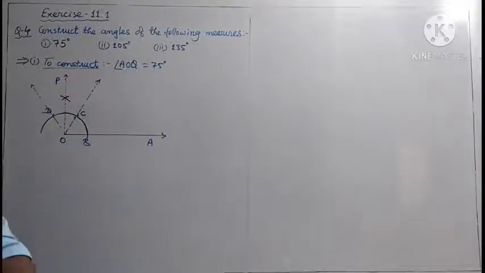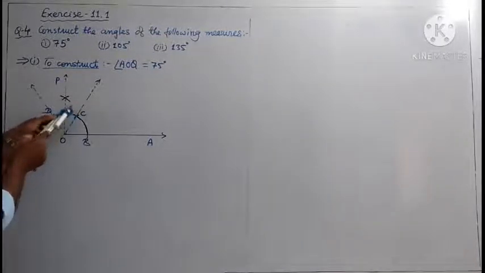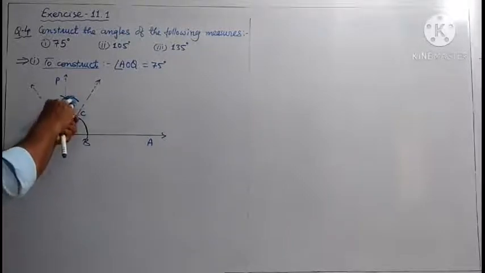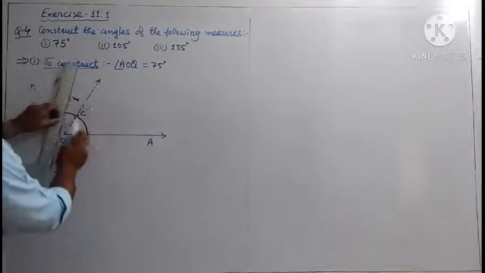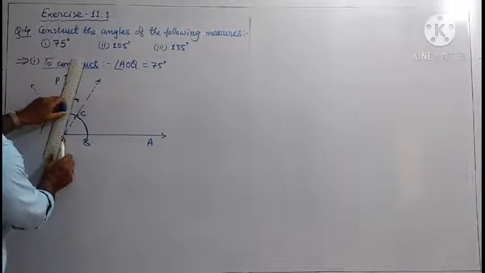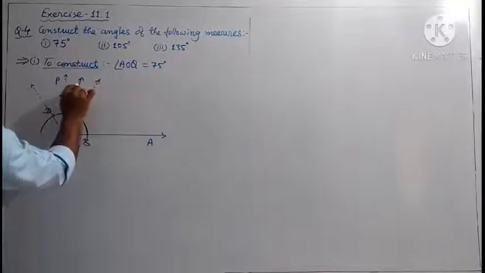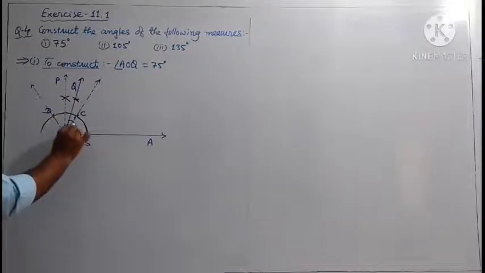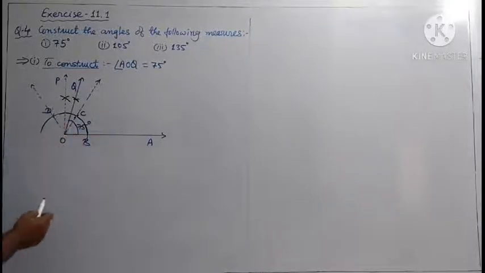So let us draw the bisector of angle COP. So taking these 2 points as centers and the radius more than half of the distance between them, here you will get point Q. So we can draw ray OQ. And here angle AOQ is 75 degree. So let us write the steps of construction.